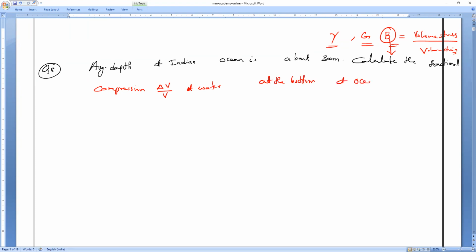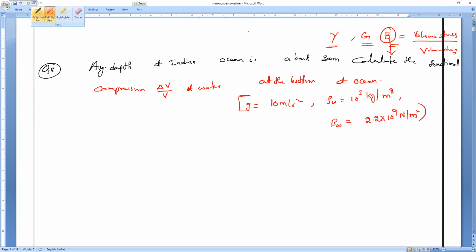at the bottom of the ocean. I'm giving the g value. At least you can refer to your notes, you will find it. You have written F by A equals something. Volume stress sigma equals something. The density of water is 10 power 3 kilogram per meter cube, and the bulk modulus of water is 2.2 into 10 power 9 Newton per square meter. Volume stress sigma equals F by A equals something you have written. See the notebook and tell me.